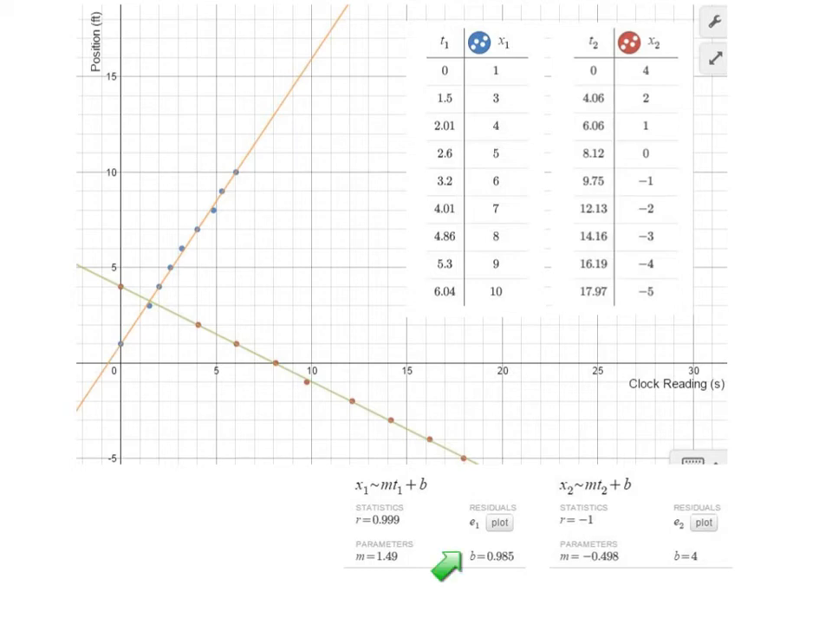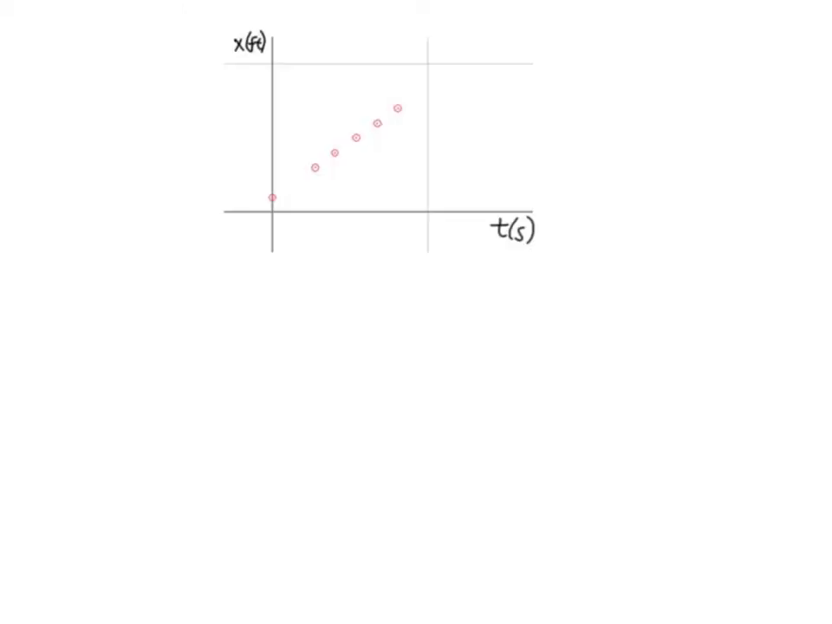comparison between the value of the best fit line vertical intercept 0.985 and the actual value of 1 for the starting position of the blue car. Likewise, the red car has exactly the same starting position from the best fit line as what we know it to be from the experiment.